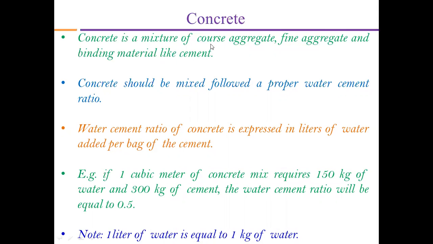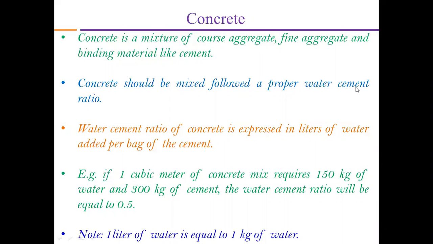Okay. So now, what is coarse aggregate? Coarse aggregate is known as crush. Fine aggregate is known as sand. Binding material is known as cement. So all these ingredients are mixed following a proper water cement ratio. Okay. And the resultant mixture which is achieved is known as concrete. Okay, we can add some admixtures in the concrete for giving special characteristics to concrete.